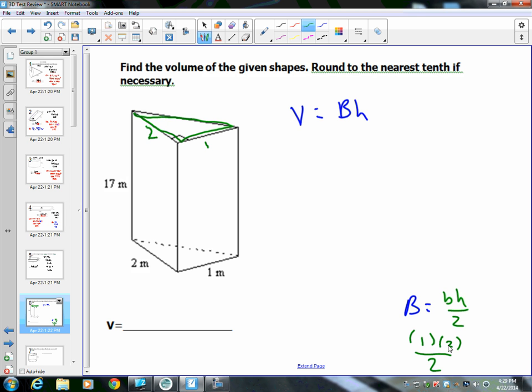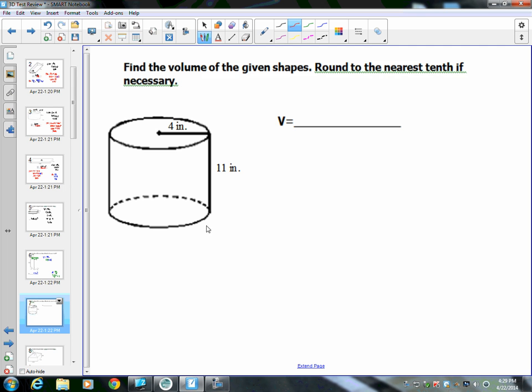So we're going to say 1 for the base times the height, 2, and then divide that by 2. Well, 1 times 2 is 2. 2 divided by 2 is 1. So actually, big B, area of the base, is 1. Multiplied by the height. The height of the prism now is the distance between the two bases, so we get 17. 1 times 17 is 17. This is meters cubed. This next one, this is a cylinder, so since it has circles involved, I'm going to leave in terms of pi.